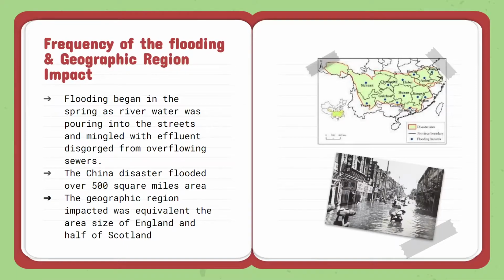Okay, so the frequency of the flooding and the geographic region that was impacted. So the flooding began in the spring as the river water was pouring into the streets. This caused overflowing in the sewers, and people were just, as you can see in the picture on the right, walking through large bodies of water. And then the China flood disaster covered over 500 square miles of area. And this impact was equivalent to the area size of England and half of Scotland combined.